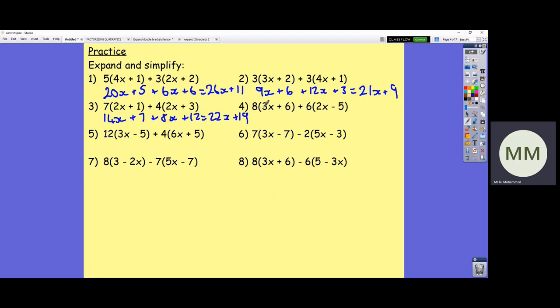Question 4, I get 24x plus 48. Second bracket, I expand and I get 12x. And this is where my negative comes in. Positive 6 times the negative 5 gives me minus 30. And this would simplify down to 36x, and 48 minus 30 gives me plus 18.